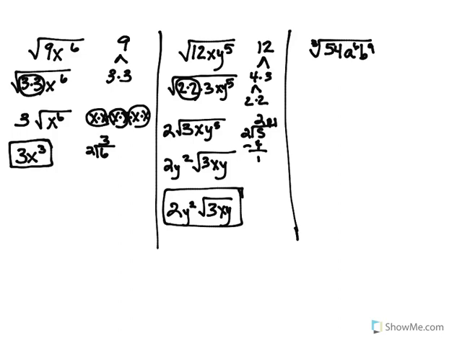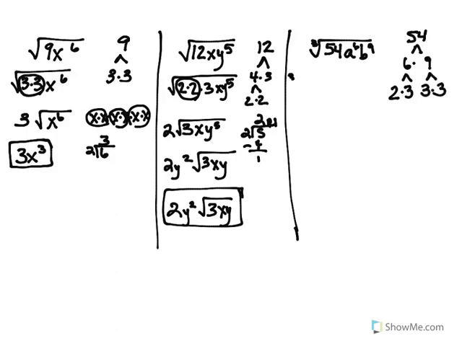Next, we have the cube root of 54 a to the 6th, b to the 9th. It is a cube root. That means that we need triplets. You have to have 3 of the same in order to leave the radical. So we're going to break down 54 into its prime factors. 6 times 9, 2 times 3, 3 times 3.